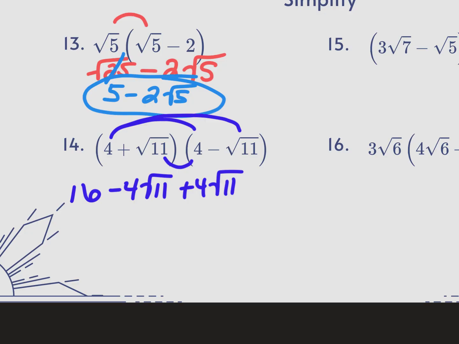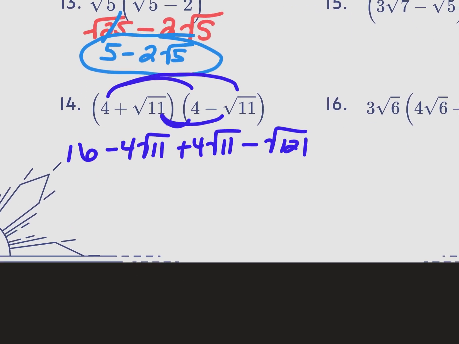And then what happens when I multiply the same radical by itself? What happens to the radical? It disappears. So I have a positive and a negative one, so it's going to be minus the square root of 121, which is going to be 11. I'm just going to write it for right now.